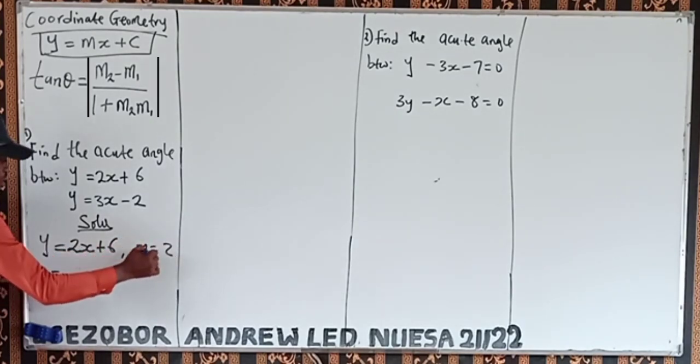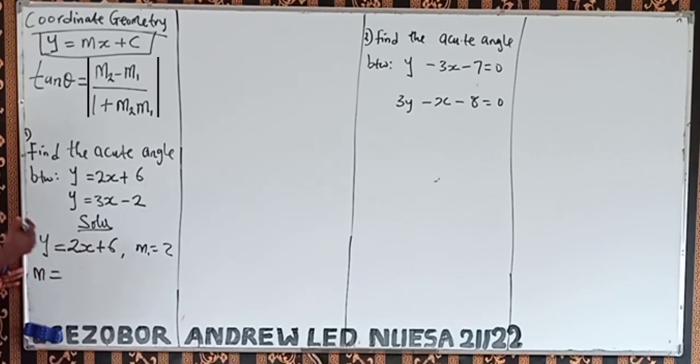Gradient is equal to 2, because the first one is equal to 2, which is the coefficient of x. The gradient is equal to dy over dx. You differentiate this y with respect to x, and that will also give you the gradient. Differentiating 2x, we have 2. Differentiating 6 is 0, so the gradient will still be 2. So our m1 is 2.